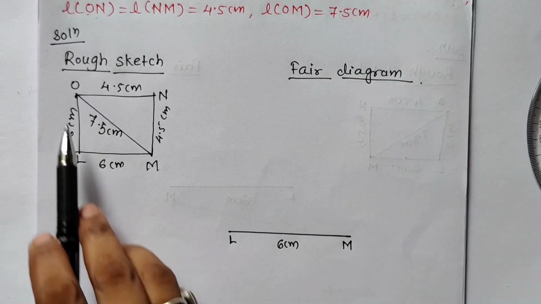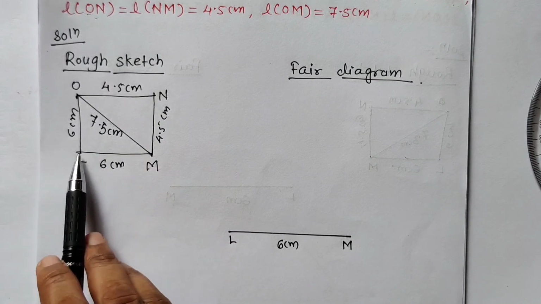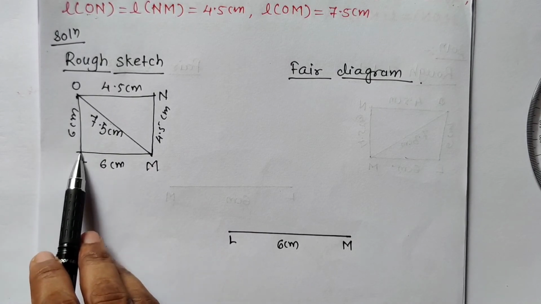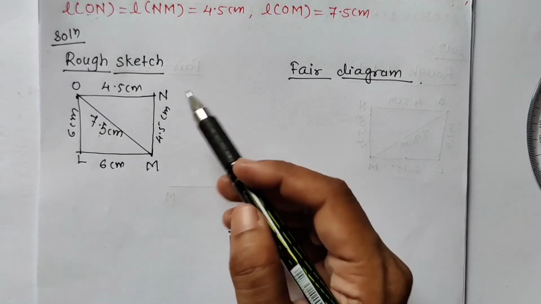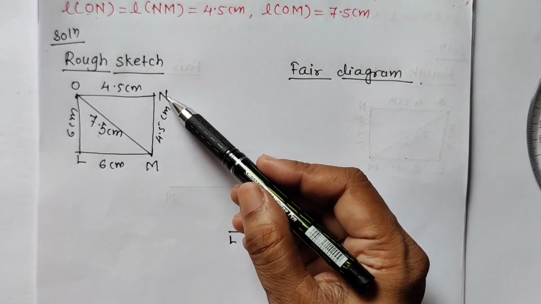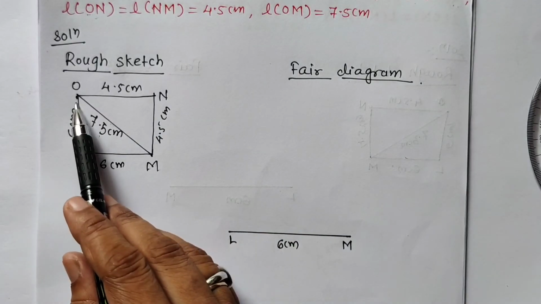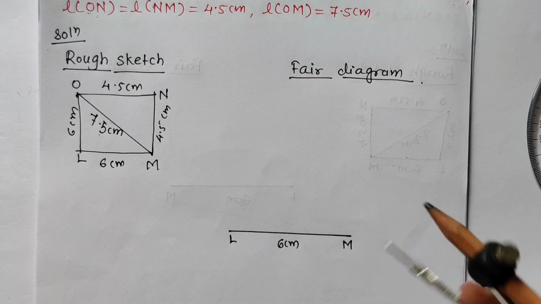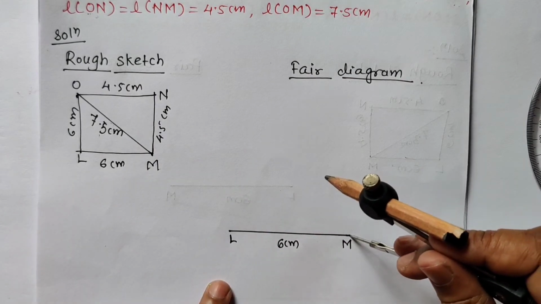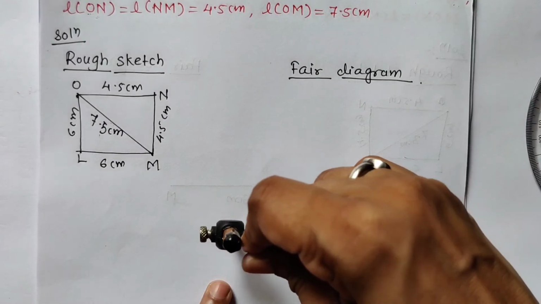Now we can fix this point O because O is at 6 centimeter from L and from M it is 7.5. We cannot first fix point N. We have to first fix this position of point O. Okay, so first we have to fix point O. O is 6 centimeter. So this is 6 centimeter distance. So I am going to take 6 centimeter from here only.